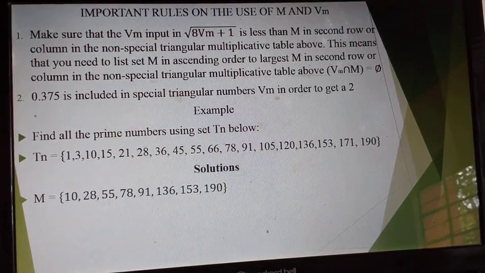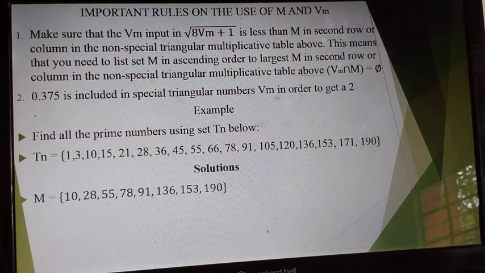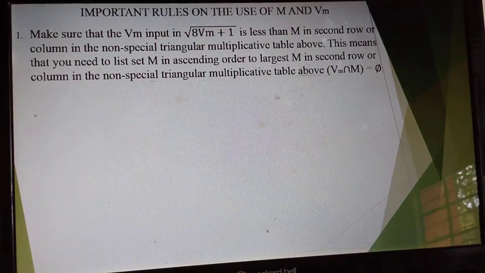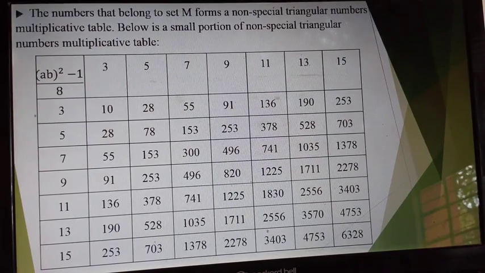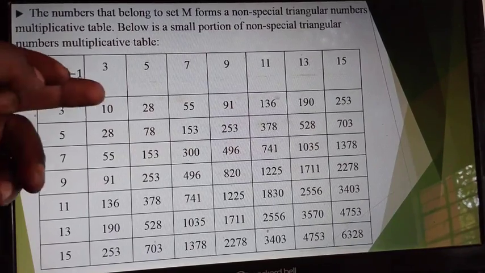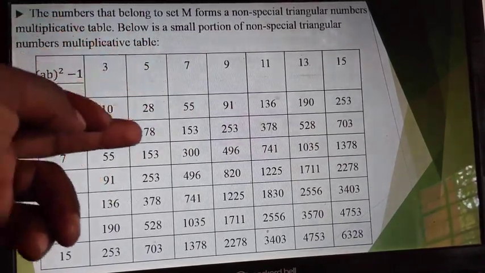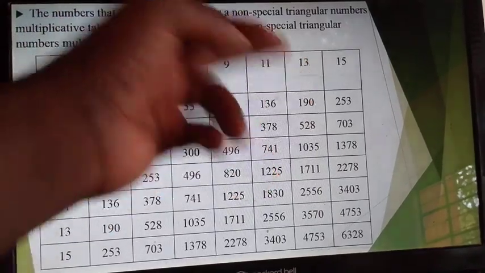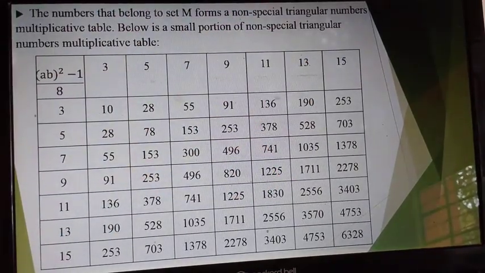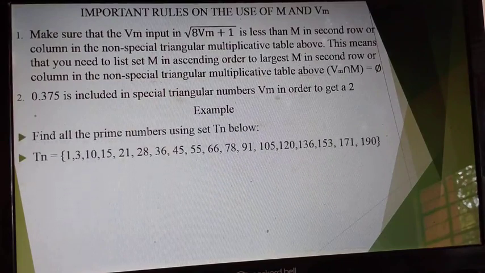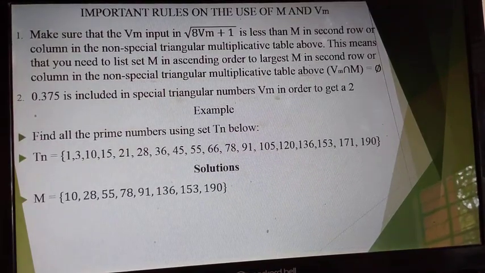So using the table, you realize that 10, 28, 55, 78, 91, 136, 153, 190 are part of the non-special triangular numbers. Let's check and see here. I quickly move you a bit behind. We see the set of non-special triangular numbers. You can see we have 10, 28, 55, 78, we have 91, 136, 190. So these numbers are falling under the non-special triangular numbers. So these are the numbers that we have in set M.